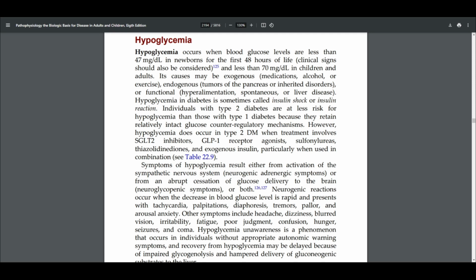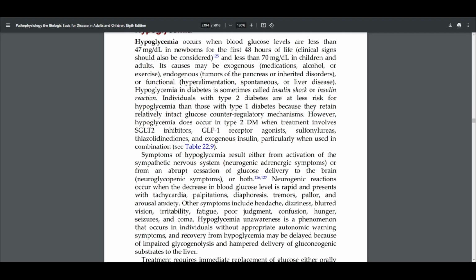Hypoglycemia in diabetes is sometimes called insulin shock or insulin reaction. Individuals with type 2 diabetes are at less risk for hypoglycemia than those with type 1 diabetes because they retain a relatively intact glucose counter-regulatory mechanism. However, hypoglycemia does occur in type 2 diabetics when treatment involves SGLT2 inhibitors, GLP-1 receptor agonists, sulfonylureas, thiazolidinediones, and exogenous insulin, particularly when used in combination.